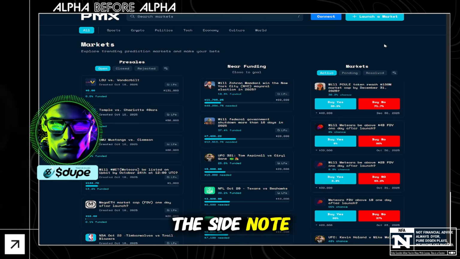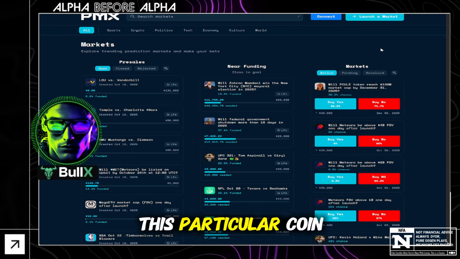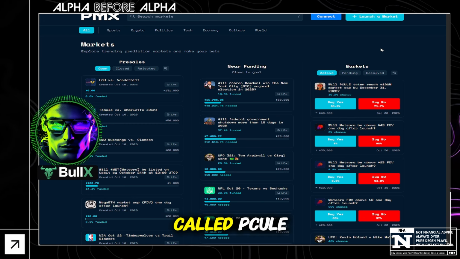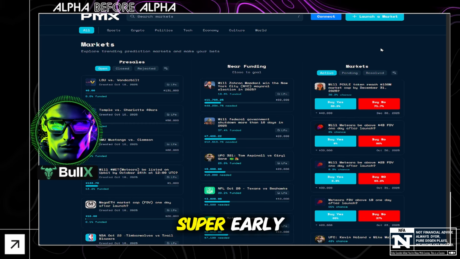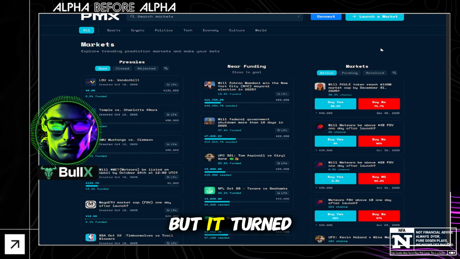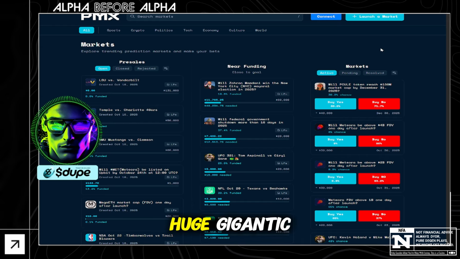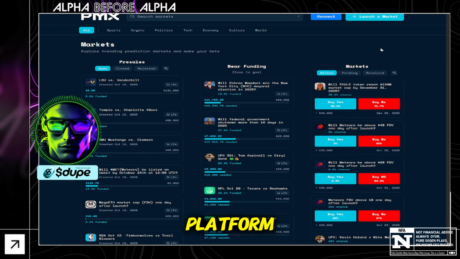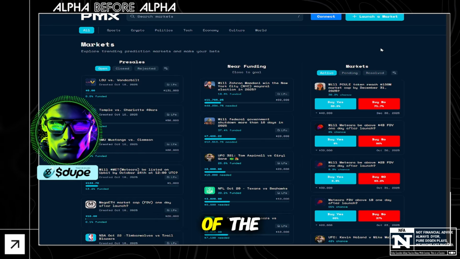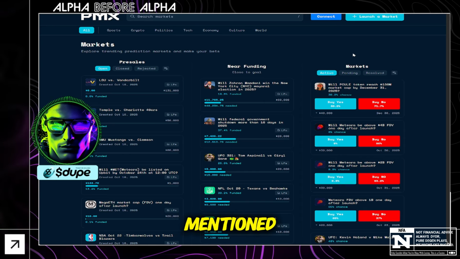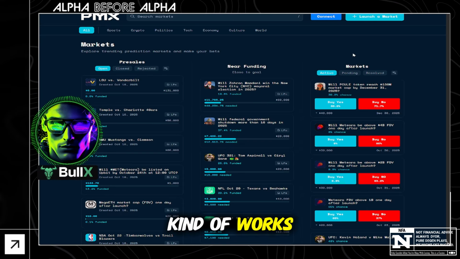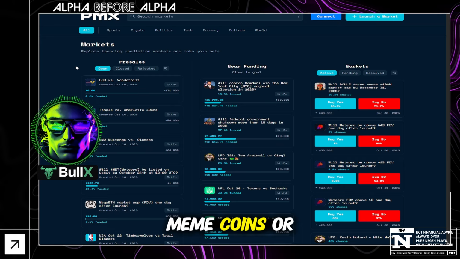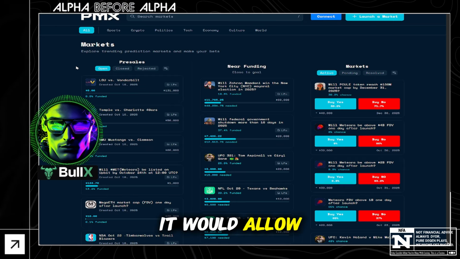And just on the side note, I actually bought this particular coin, because this was a crypto coin called PQ. Bought this super early, but it turned into this big, gigantic new trading platform that's pretty different than the other two that I mentioned, but it still kind of works the same. So what this does, if you trade meme coins or you trade coins at all, it would allow you to launch a coin.